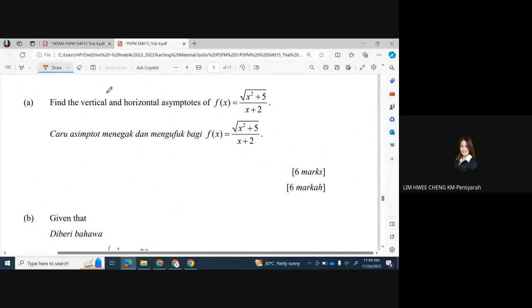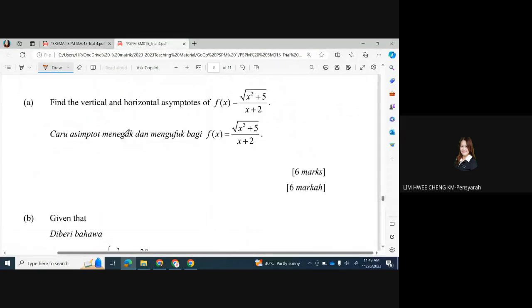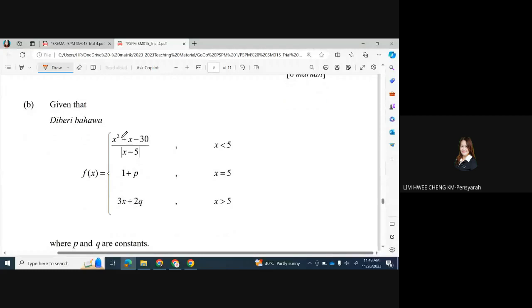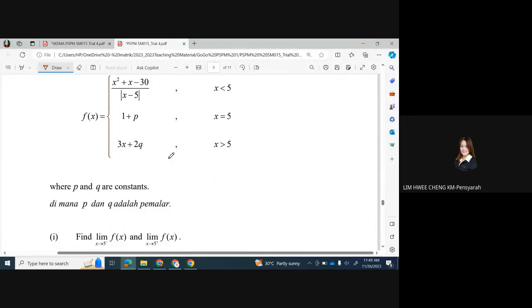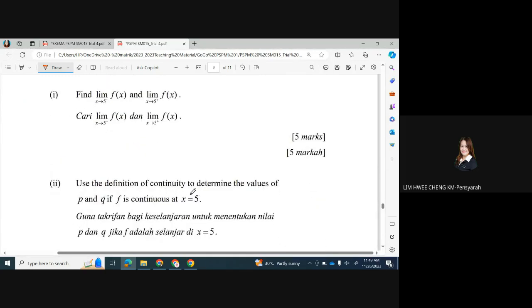Find the vertical and the horizontal asymptote of f(x). Vertical and the horizontal asymptote. Okay, so yang ini A je. B is this function. Okay, so find the left limit and the right limit and use the definition of continuity. Determine whether the value of p and q if f is continuous.